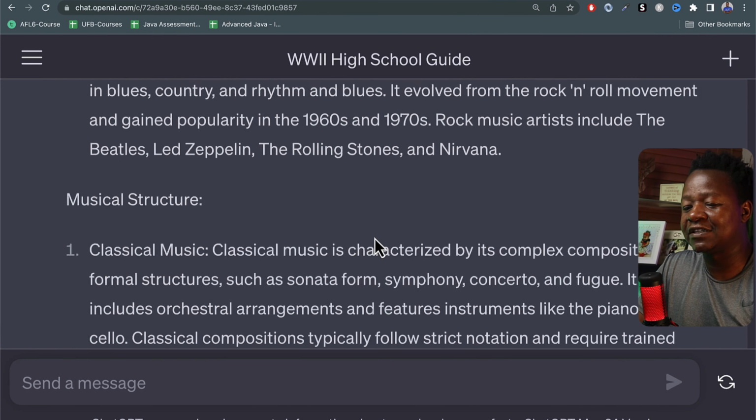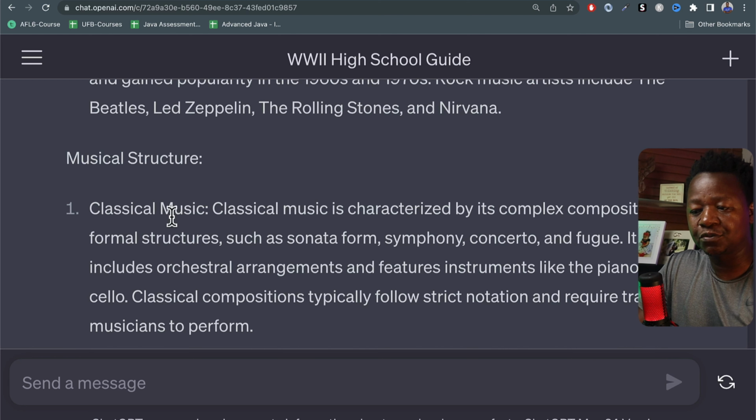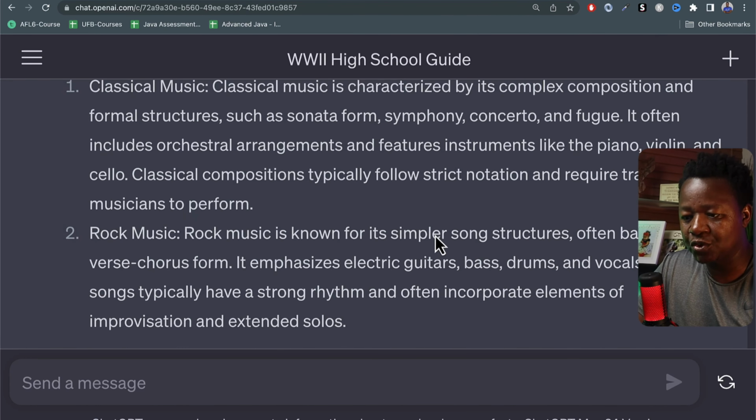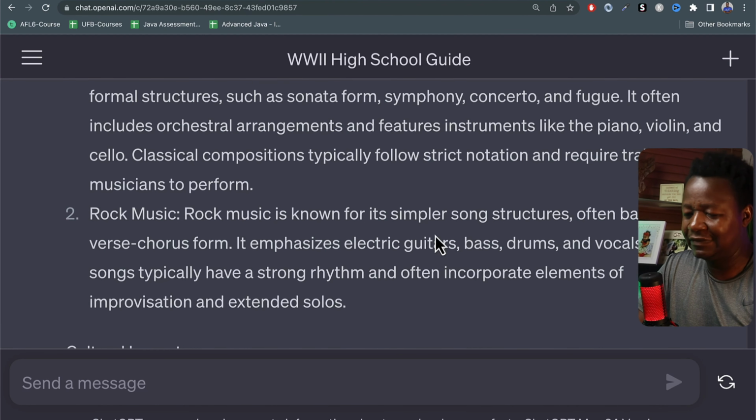And because we asked ChatGPT to also look in terms of the musical structure, classical music is characterized by its complex composition and formal structures. Okay, sonatas, symphonies, concertos, and fugues. All right, and rock music and cultural impact and all of that. Okay, and of course at the end we have that beautiful summary that always comes with ChatGPT.